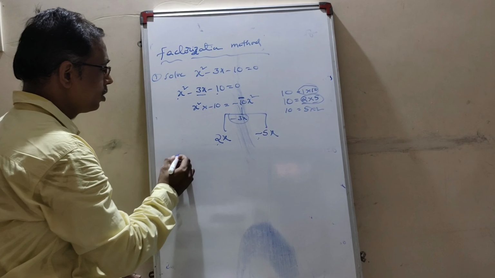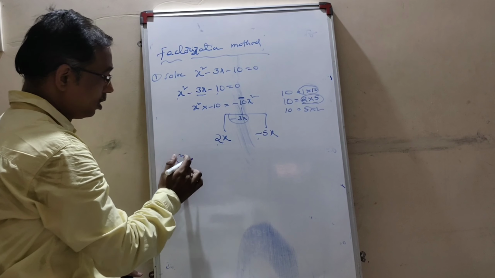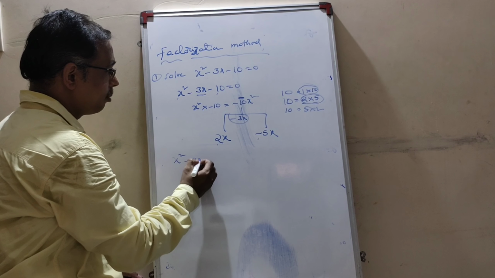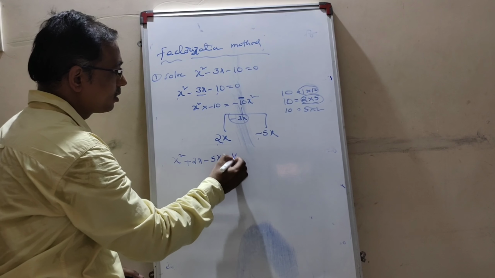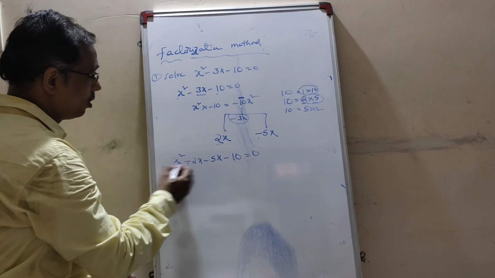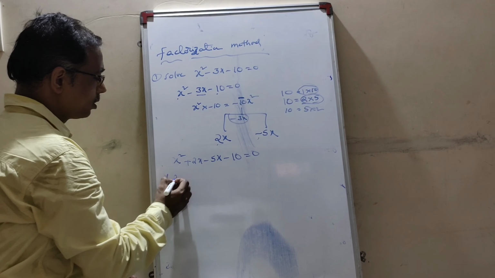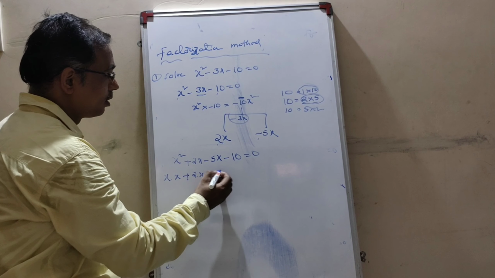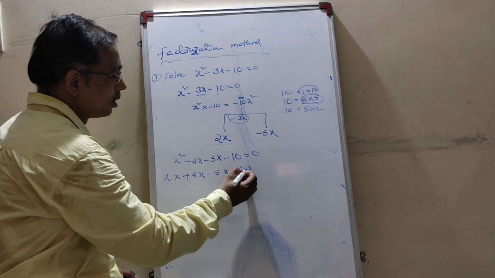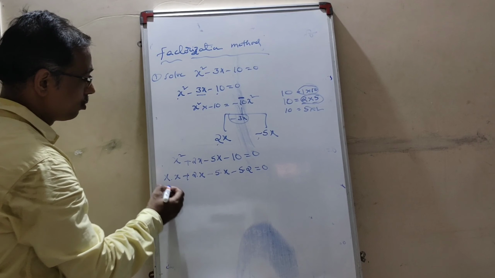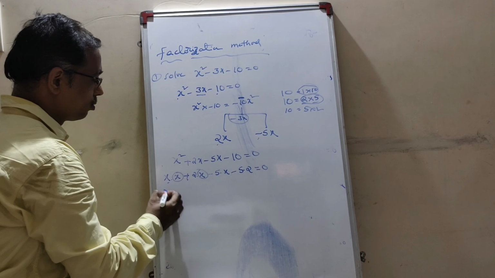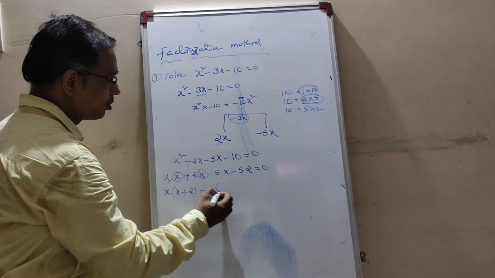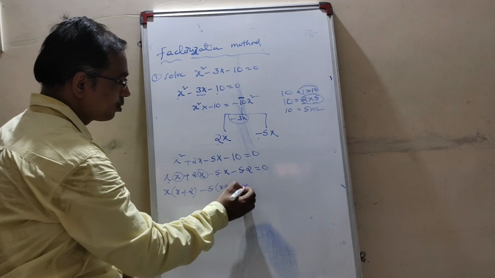Now, the first step and second step are over. Next, the third step. In this third step, we have to write the minus 3x as plus 2x minus 5x, minus 10 is equal to 0. Now take the common. Here x square is written as x into x, 2x is written as 2 into x, minus 5 into x, minus 5 into 2 is equal to 0. Now take common x from these two: x times of x plus 2. Here minus 5 is taken outside: minus 5 times of x plus 2.